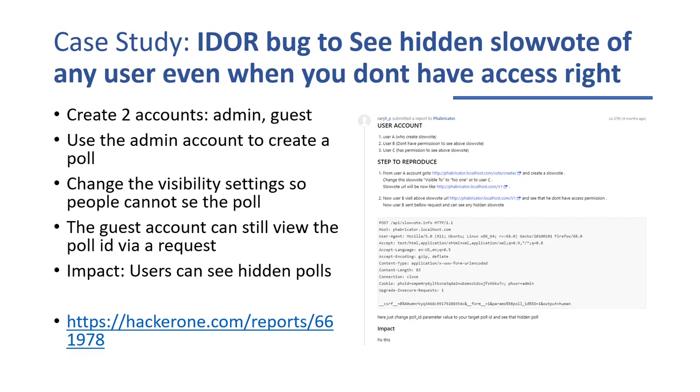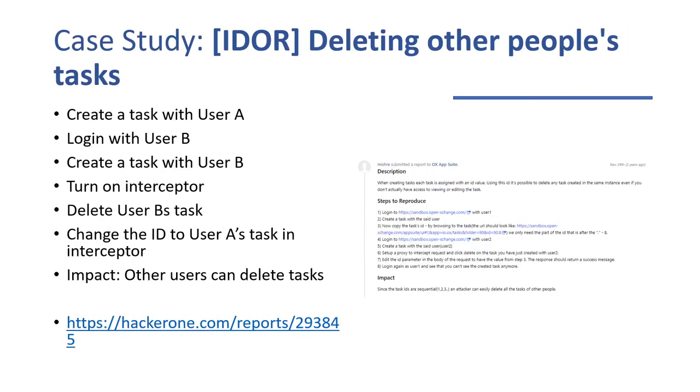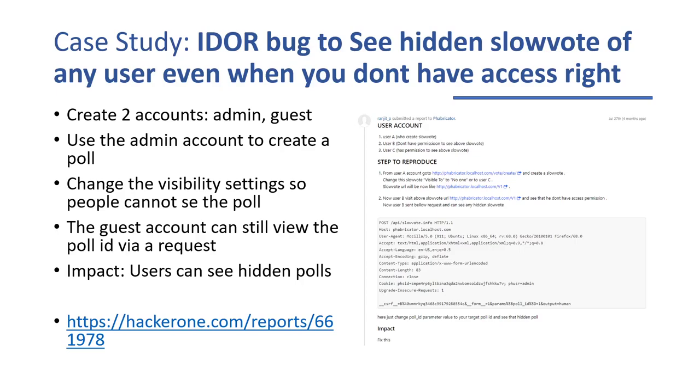Case study. IDOR bug to see hidden slow vote of any user even when you don't have the access rights. So this is an interesting example of how if you don't explain the impact of your bug, then you're not going to get as much money.